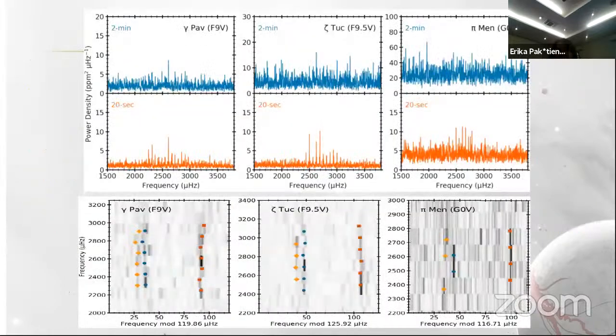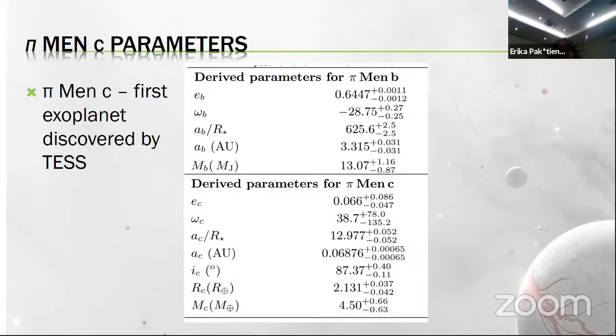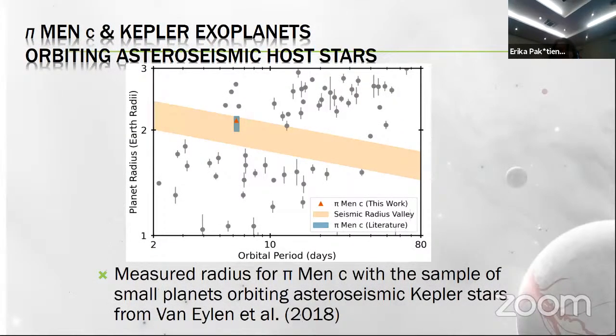So we did an analysis of the parent star, Pi Men, using asteroseismology. Several groups used different methods, and we found some compromise. We derived parameters for that star, derived parameters for exoplanet Pi Men c, and put those new parameters into the radius-period diagram here.